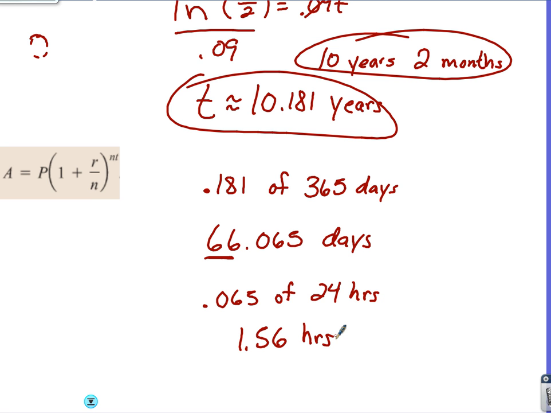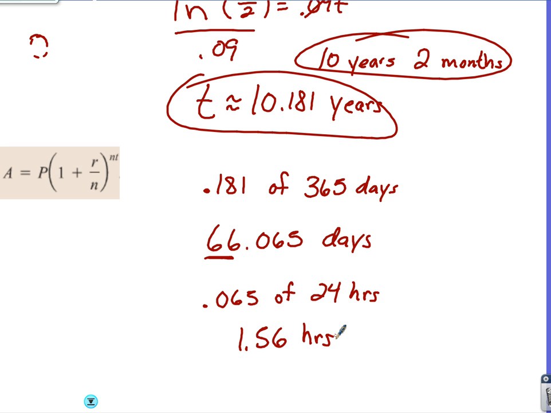And you see where I'm going with this. You could take that now. That's 1 hour and a little over. So now you could take the 0.56 and multiply it by 60, and that tells you how many minutes. And then you'd have minutes with a little bit left over. And you could take that and multiply it by 60 again to tell you how many seconds. So you could actually break this down to years, days, hours, minutes, seconds, milliseconds. You can go as far as you want to.